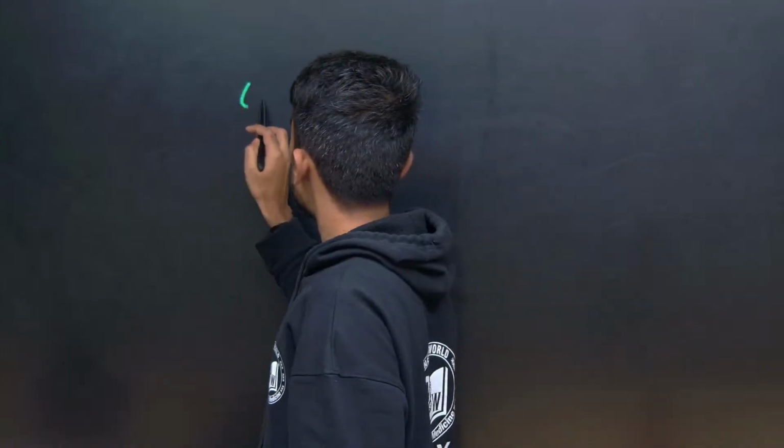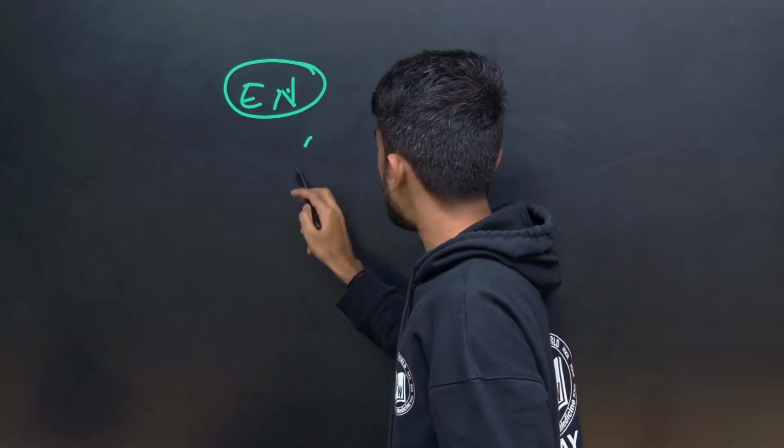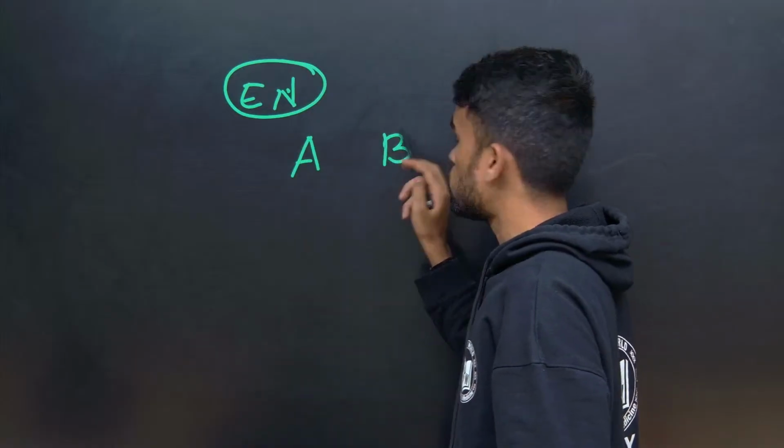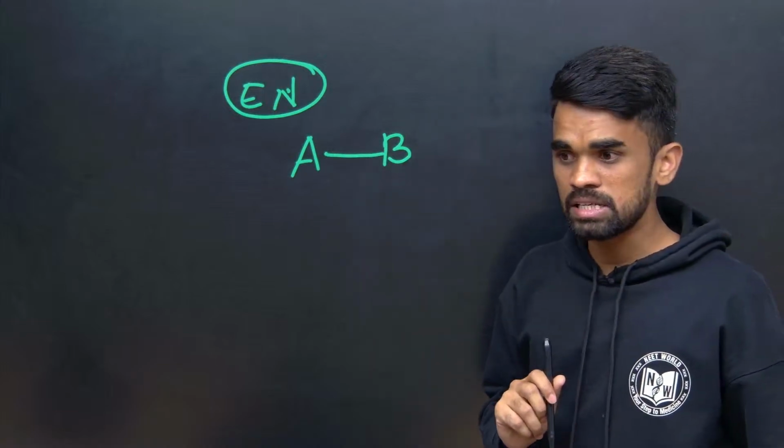Yeah. Then next we will discuss electronegativity. So what is this electronegativity? For example, we have element A and element B, two elements. Let us say there is a bond between them and we will call it a covalent bond.